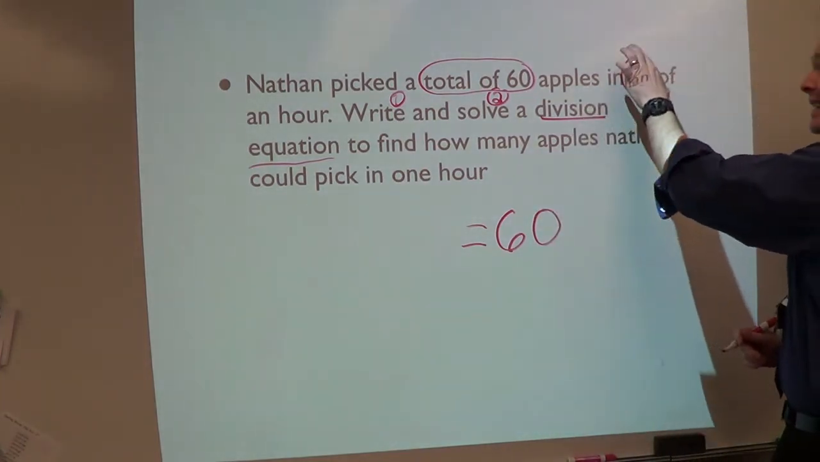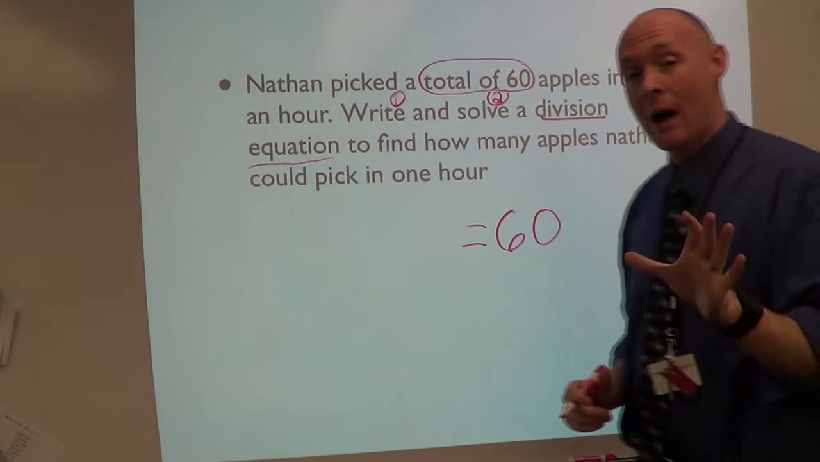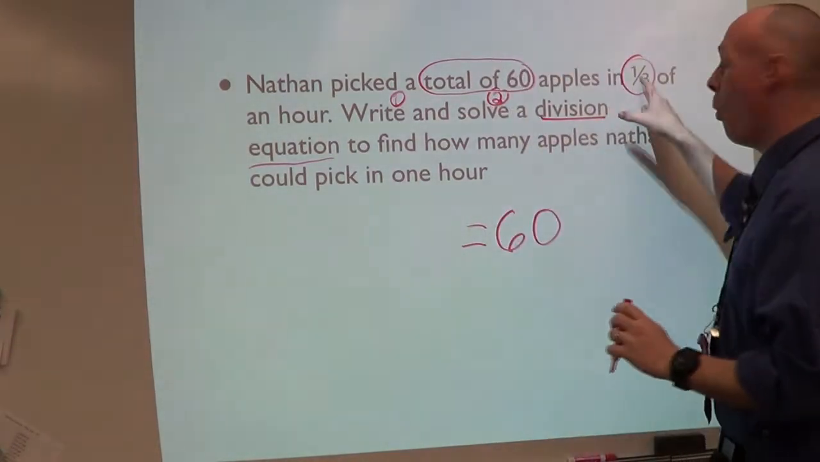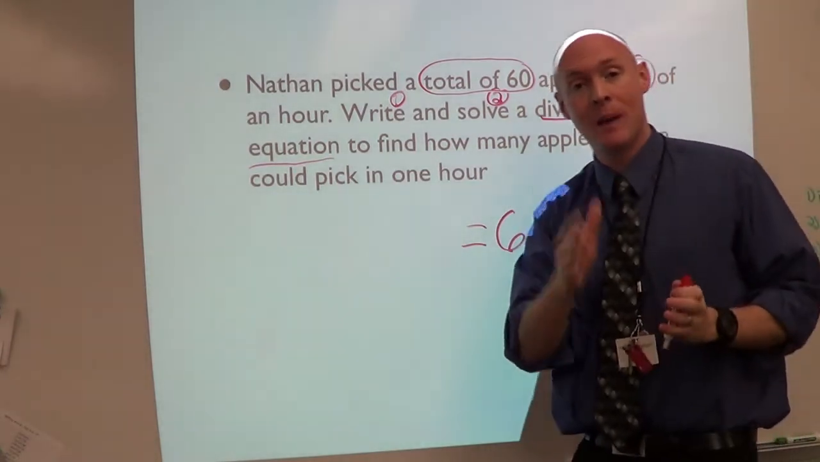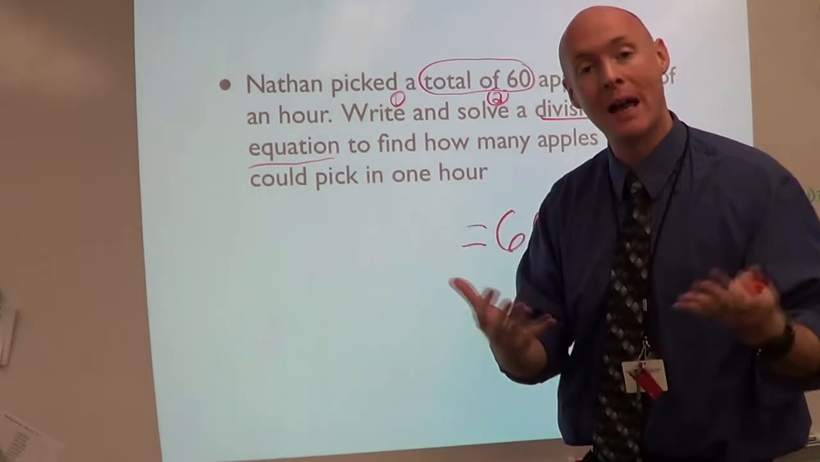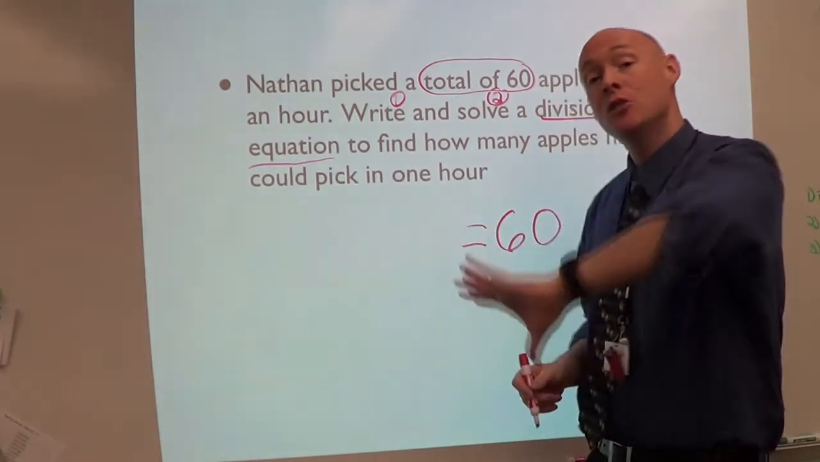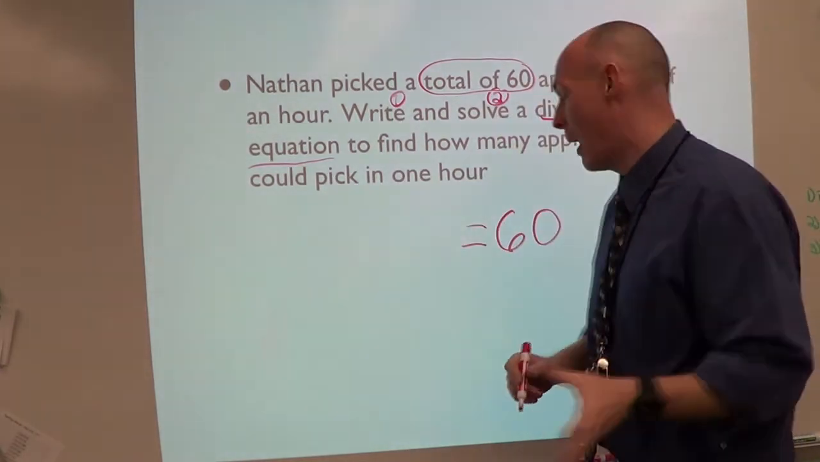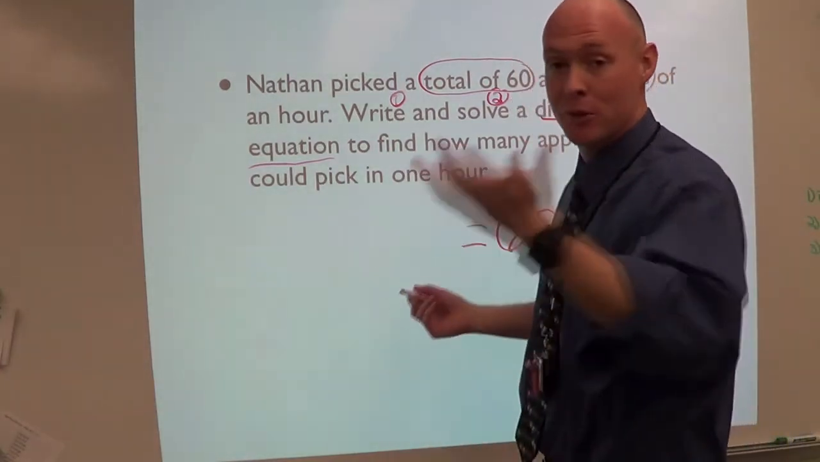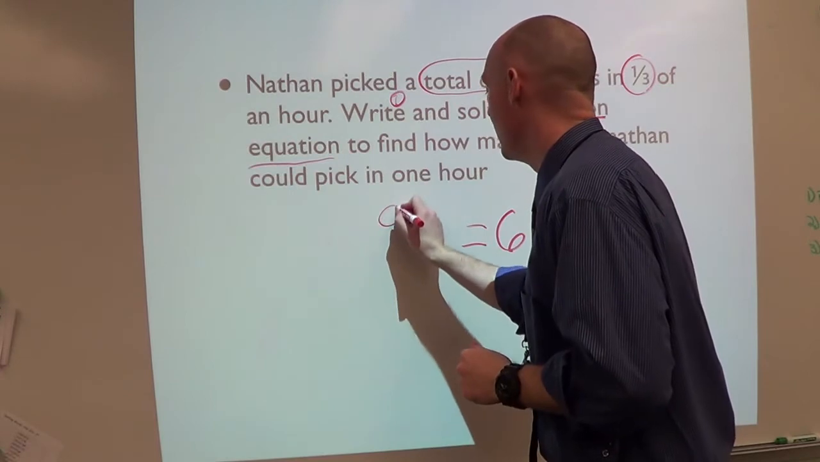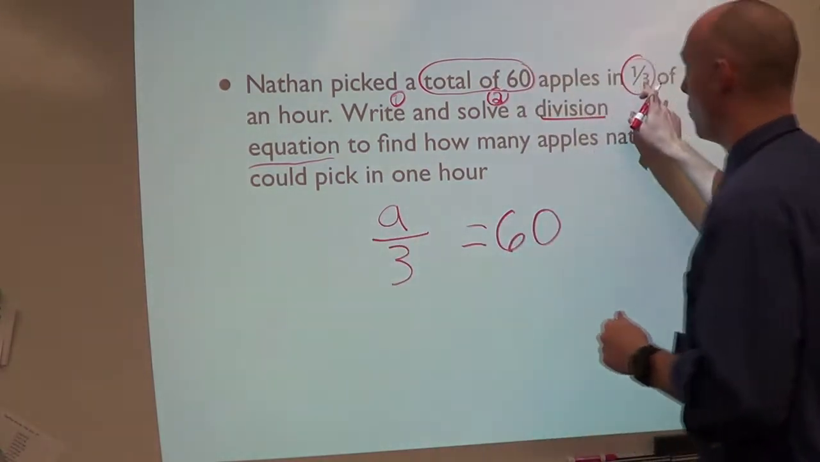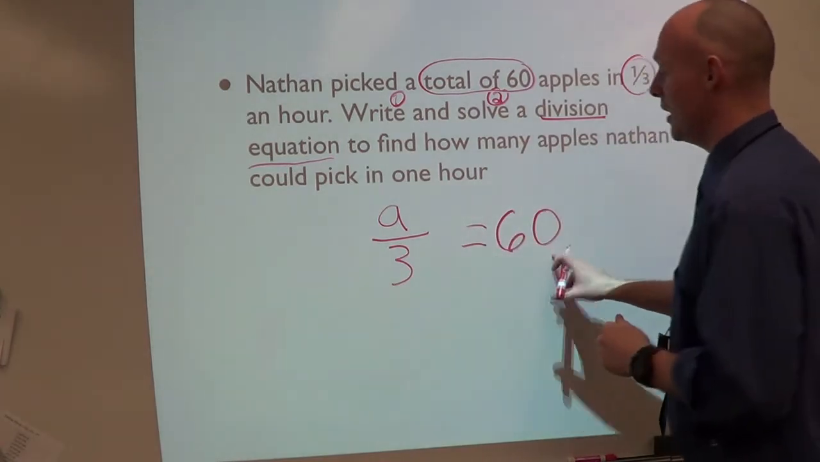And this tells us he did it in 1/3 of an hour. So what we have to do is figure out how many he did in 1 hour. Well, 1/3 of an hour is just basically taking an hour and dividing it up into thirds, or divided by 3. Because we don't know how many he picked in 1 hour, we're going to use that as our variable, and we'll call it A for apples. A divided by 3, because it was 1/3 of an hour, equals 60.